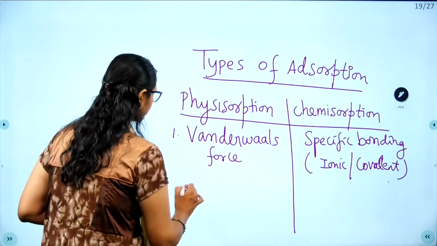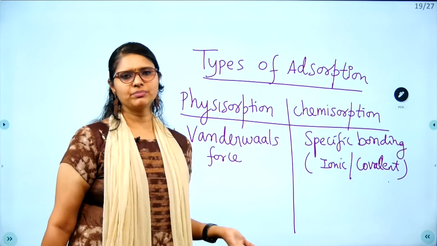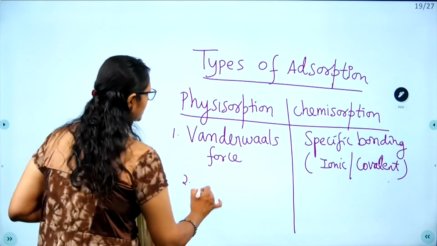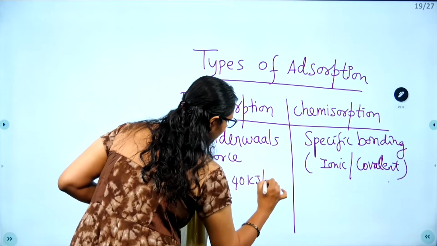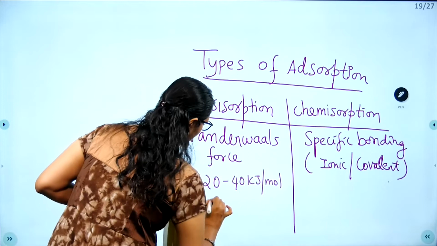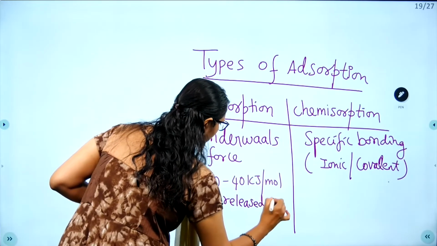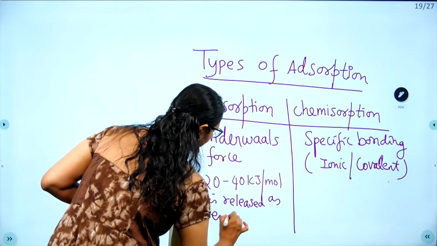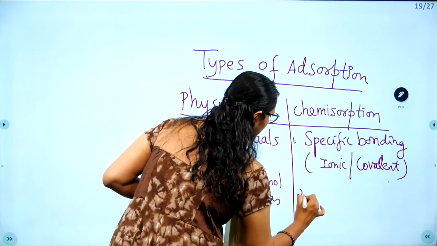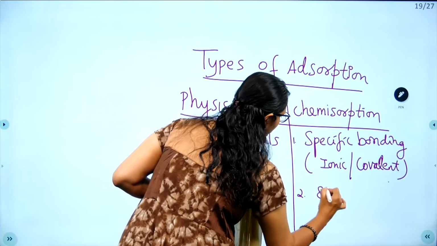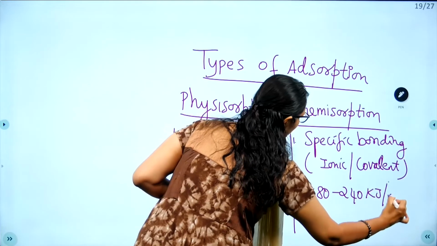Okay. So how much heat is released? You know it is exothermic. So how much heat is released? Here, 20 to 40 kilojoules per mole is released as energy. Whereas here, 80 to 240 kilojoules per mole will be released.